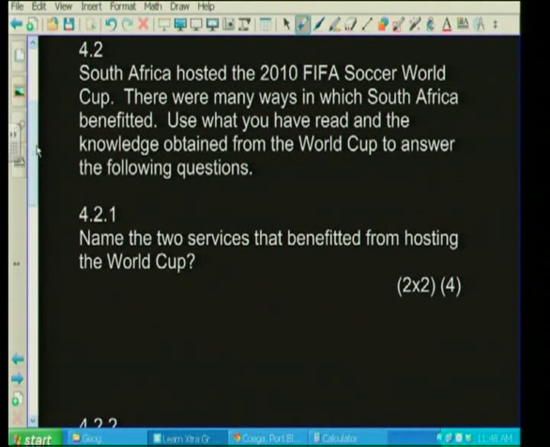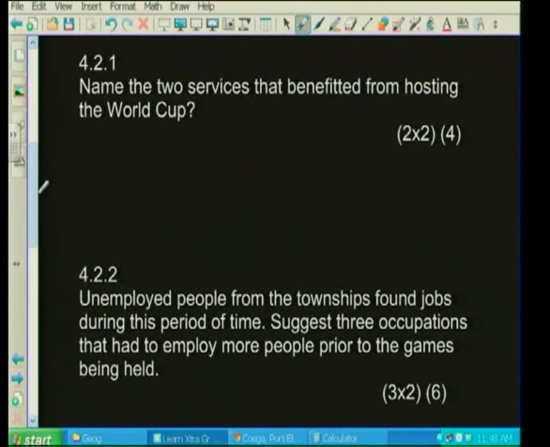South Africa hosted the 2010 FIFA World Cup. Remember, half the world was here. Well, not half the world, but many millions of people came to visit our country, and there were many ways in which South Africa benefited. Use what you have read and the knowledge obtained from the World Cup to answer the following questions. 4.2.1. Name the 2 services that benefited from hosting the World Cup.